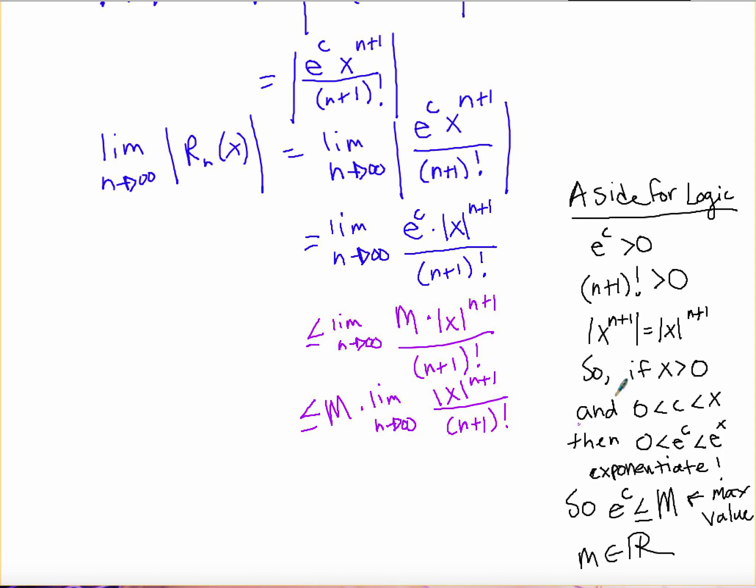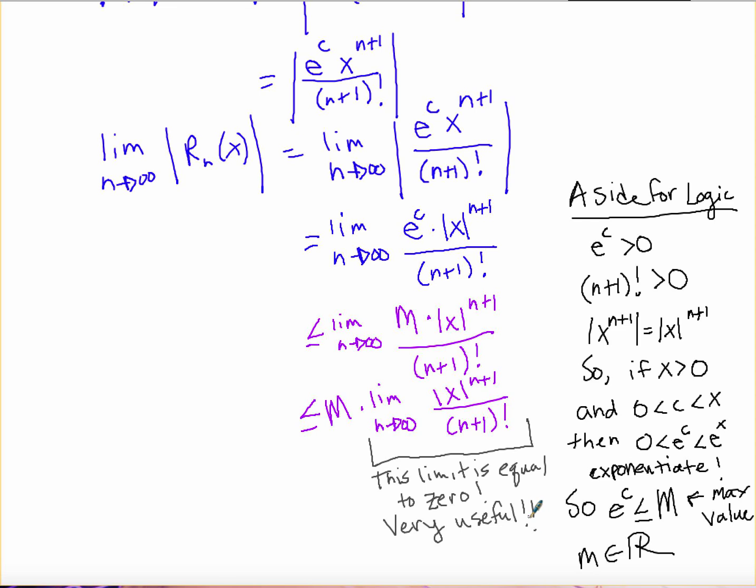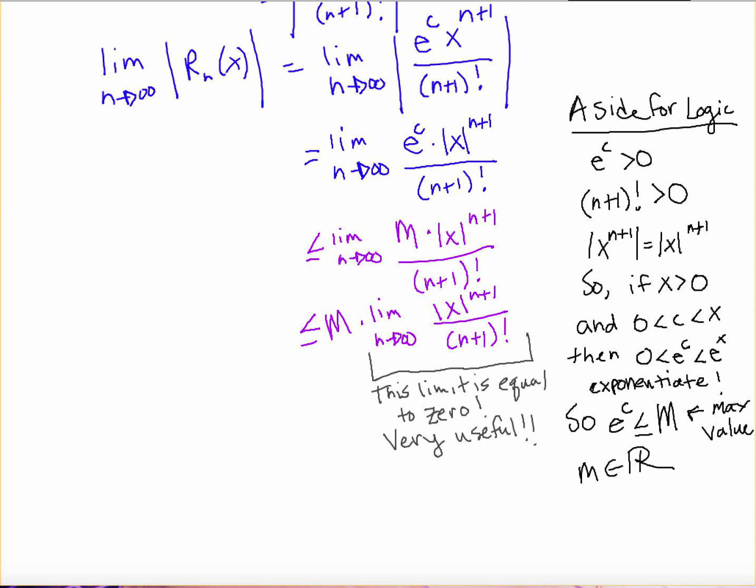Now, this makes me dance the happy dance inside because I see this here. This is a well-known limit. You can explore it graphically if you would like to, but this limit is equal to 0. It is a very useful limit to know. So now that we know that it's equal to 0, what have we got here? Well, my dears, what we have here is that this is going to reduce to M times 0, which is 0.